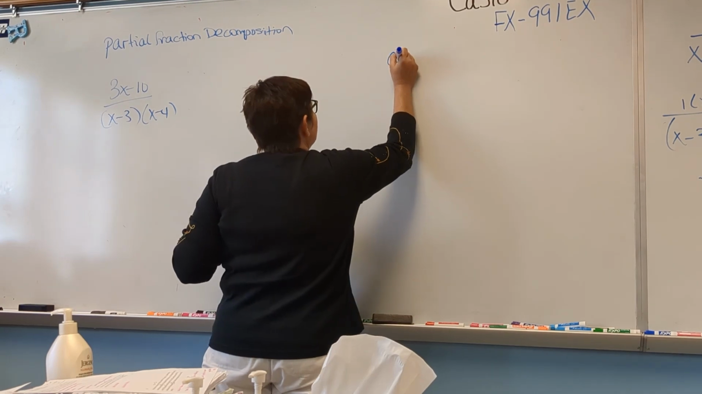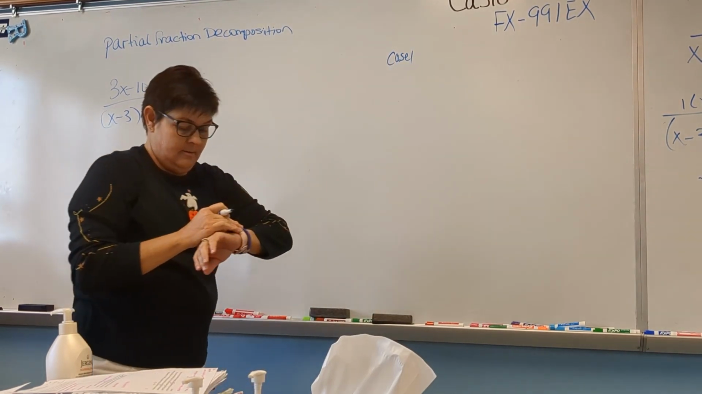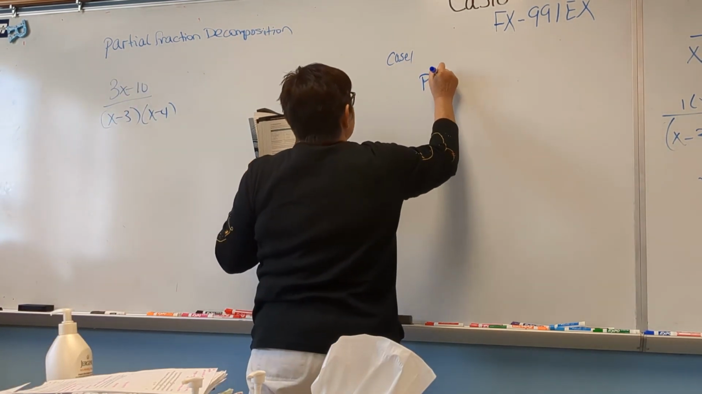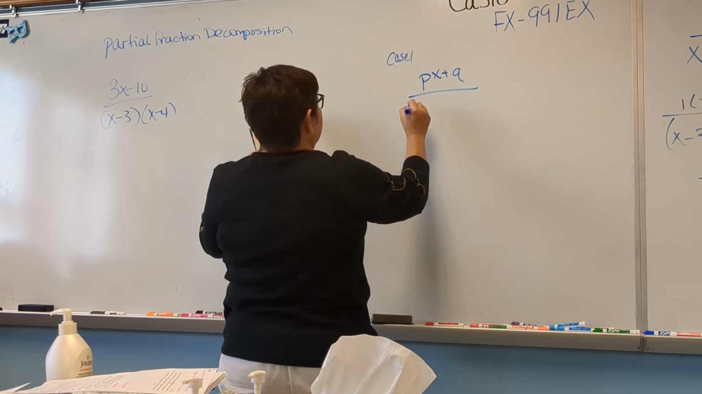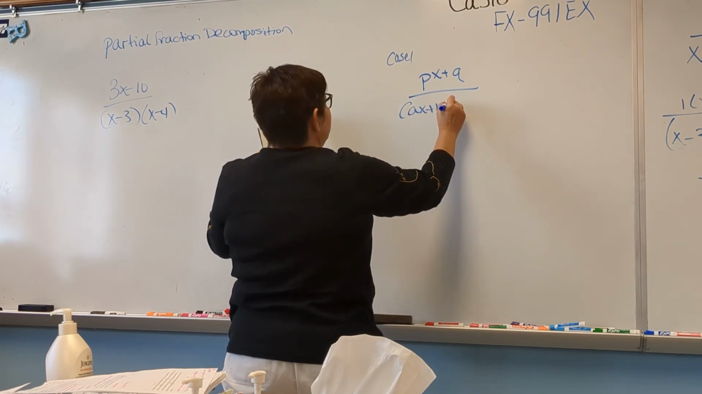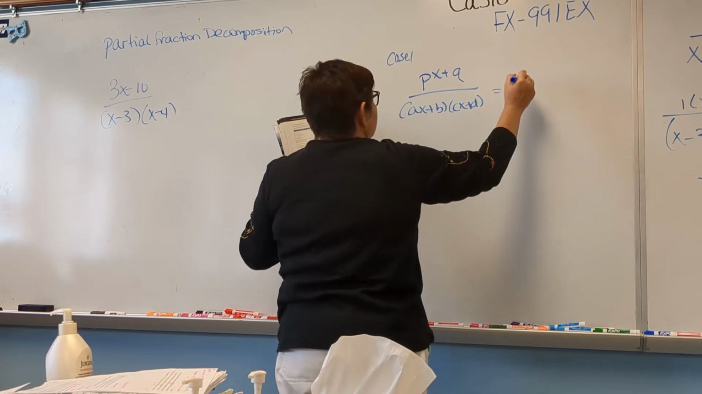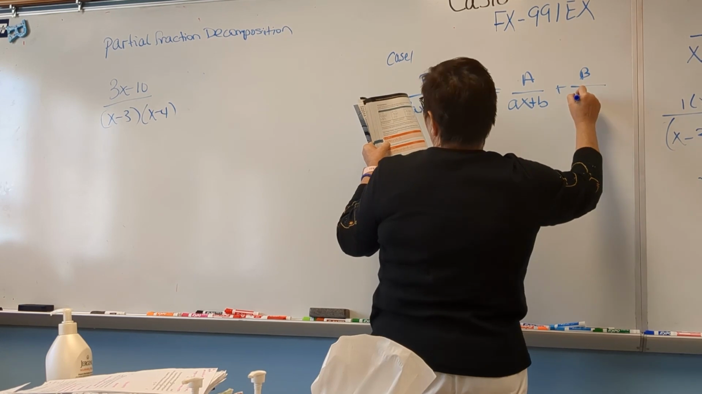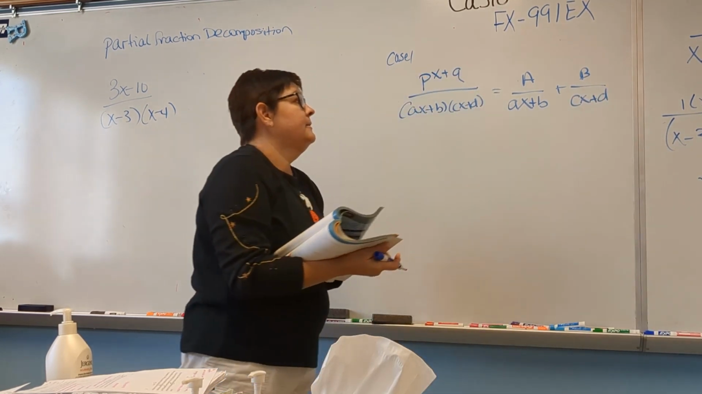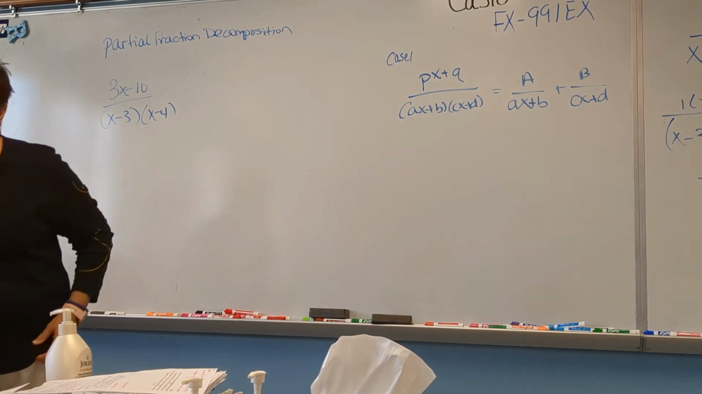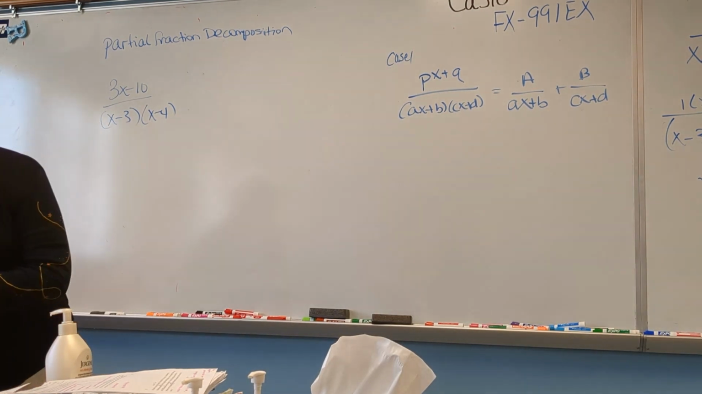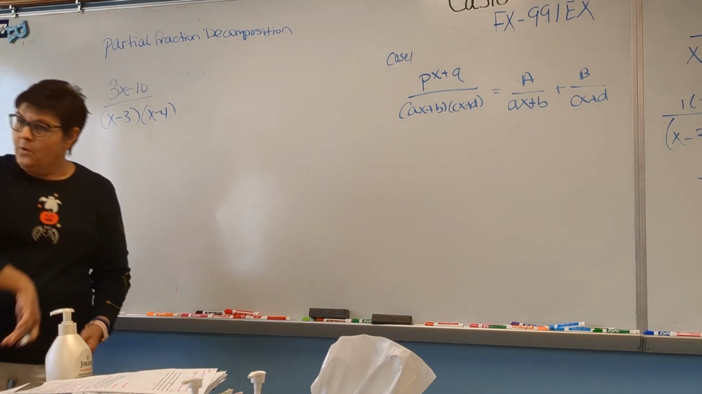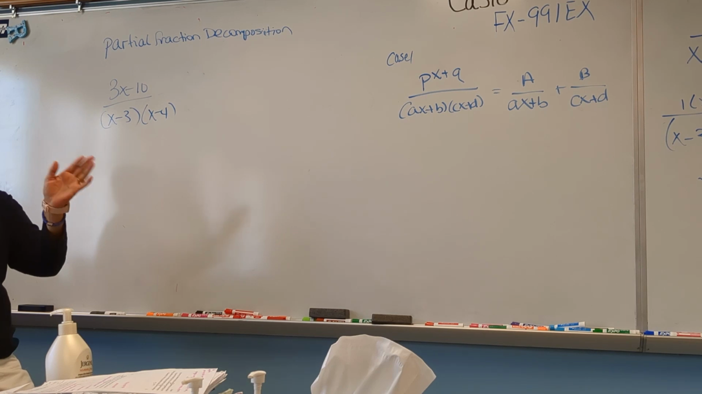So case 1 is going to be px plus q over, it looks awful, ax plus b times cx plus d is equal to a over ax plus b plus b over cx plus d. That's case 1. Are you ever going to have to label case 1 as case 1? Never. You will recognize them as case 1 and then you'll roll with it. But you'll never have to say, ooh, let me label case 1.